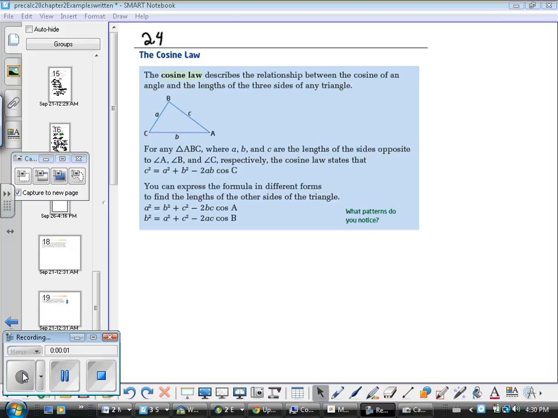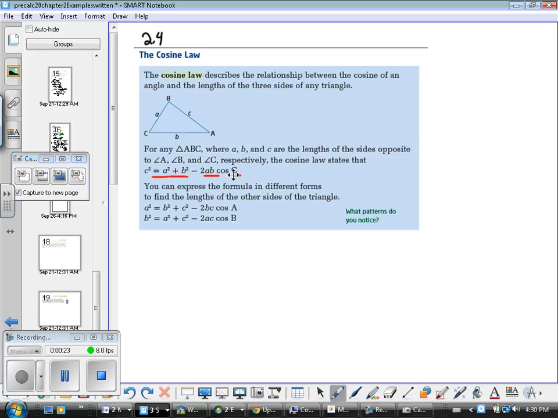All right, this is section 2.4. This is the last section of our chapter 2, and it deals with the cosine law. The cosine law describes the relationship between the cosine of an angle and the lengths of the three sides of any triangle. Notice the equation for the cosine law, no matter how you write it, always has one angle, and it has all three sides. Okay?